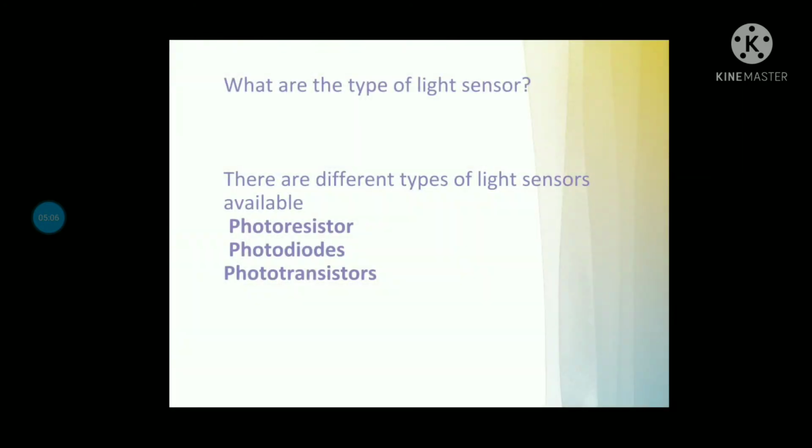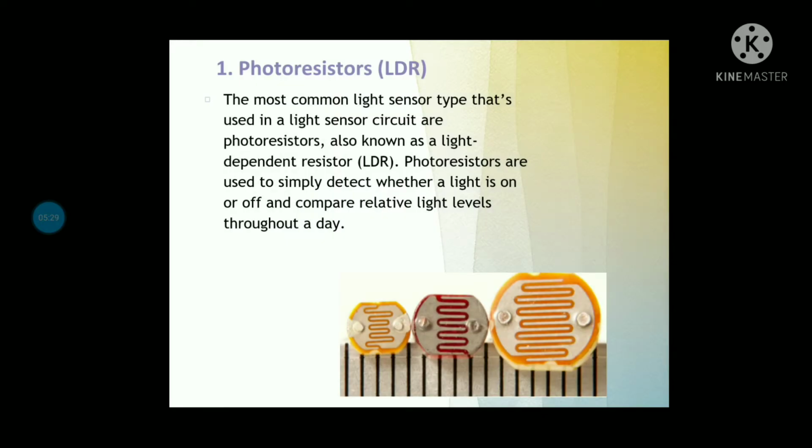So what are the types of light sensors? In this video we are going to cover the types of light sensors in detail. There are different types of light sensors. Among them, the very famous three types are photoresistors, photodiodes and phototransistors. Let's start with the photoresistors. Photoresistors look like this, you can see in the image on your screen.